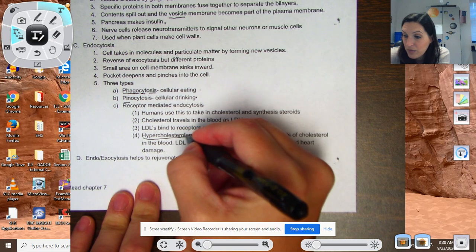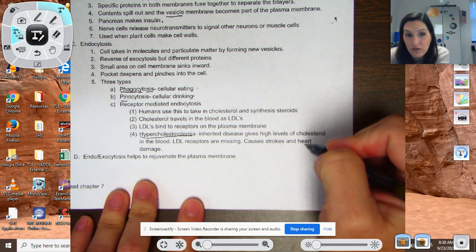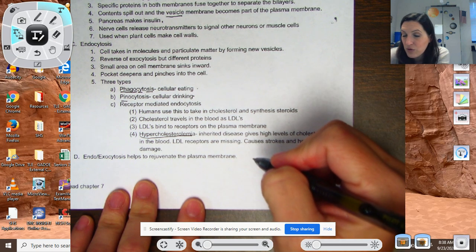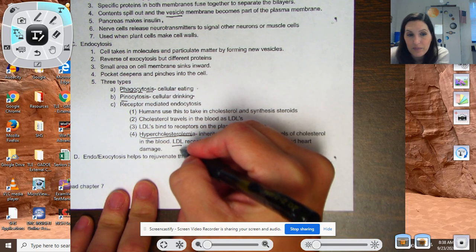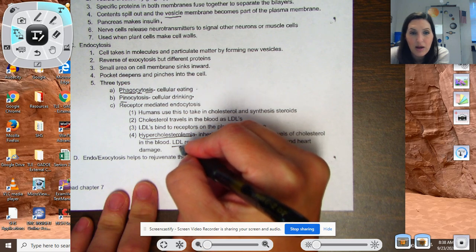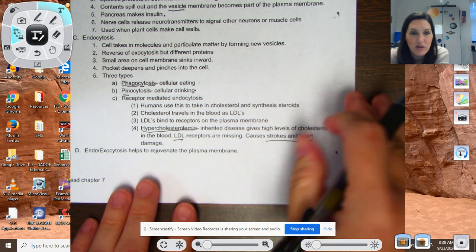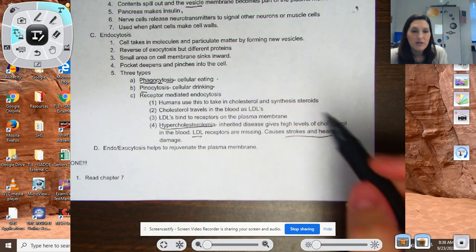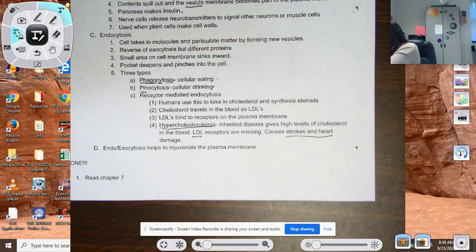Hypercholesterolemia is an inherited disease that gives high levels of cholesterol in the blood. LDL receptors are missing. So this is the bad cholesterol that we don't like. And if we don't have the receptors to bind to take this out of our blood, then we get strokes and heart attacks. So it sticks to those arteries and stays there. Endo and exocytosis also help in rejuvenating the plasma membrane because it's adding the membrane back into the cell.